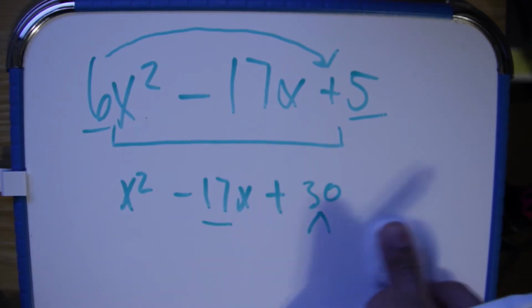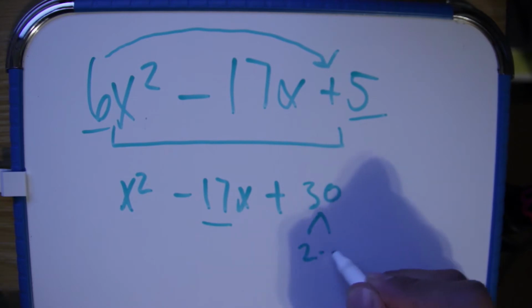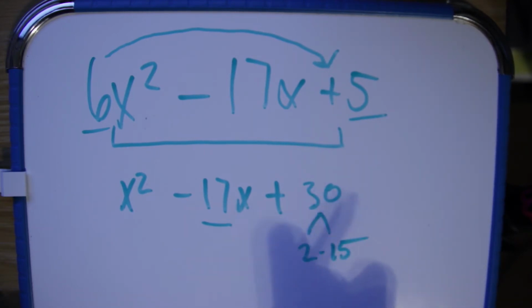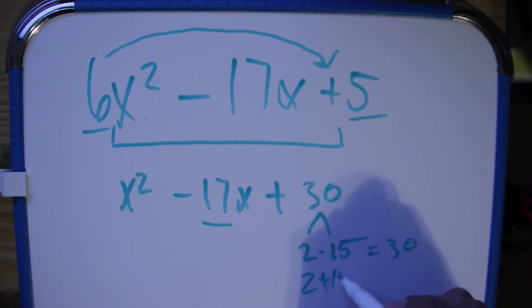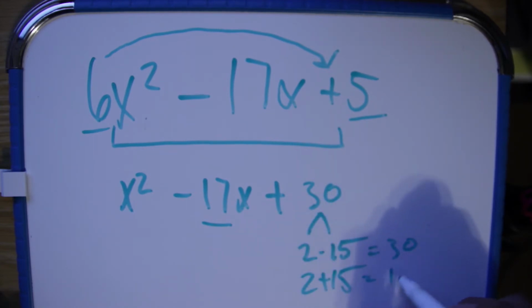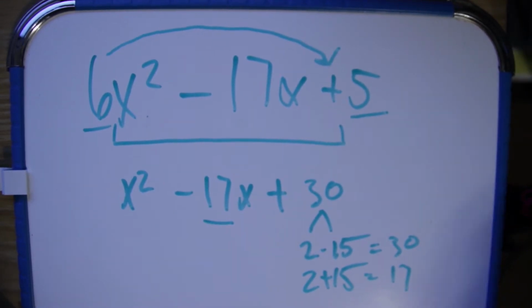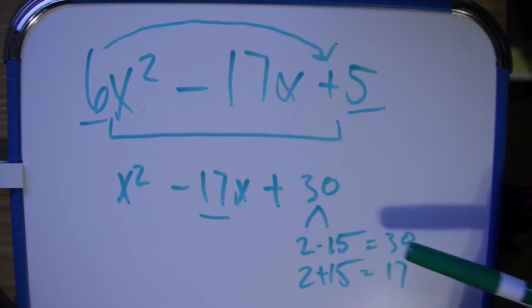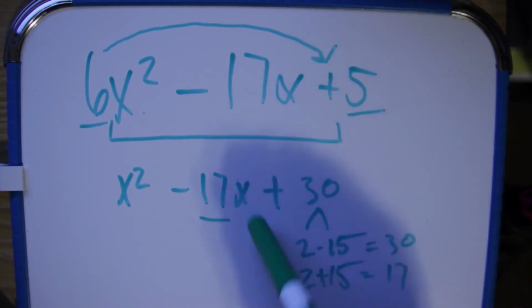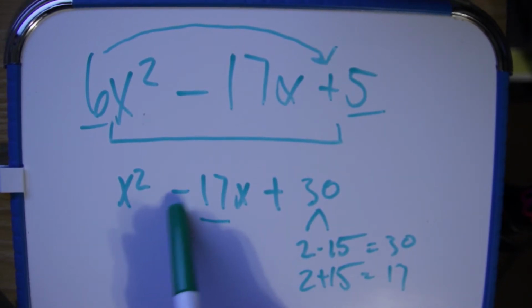So then we go to 2. This one's pretty easy. 2 and 15. So this both is going to equal 30. 2 plus 15 equals 17. Now, if you multiply two negatives, you get a positive, which is a positive right here. You add two negatives, you get a 17 negative, which is this right here.